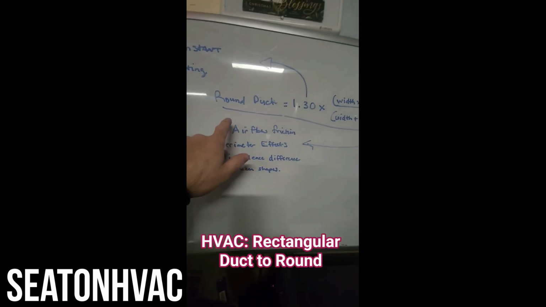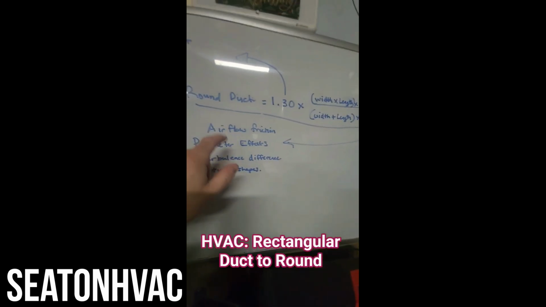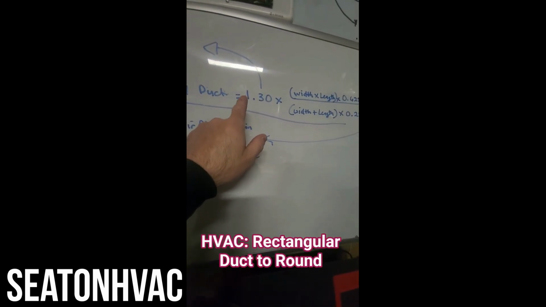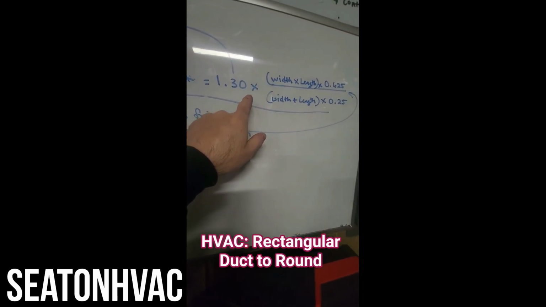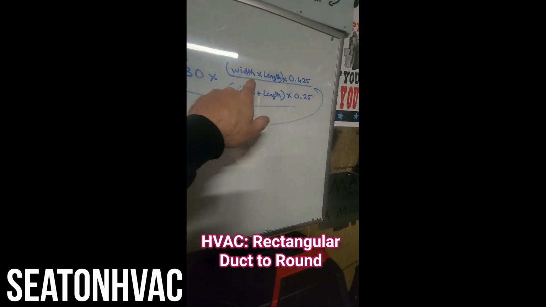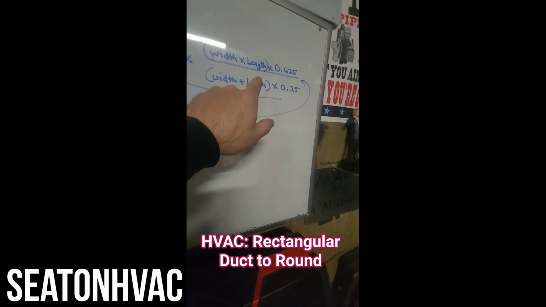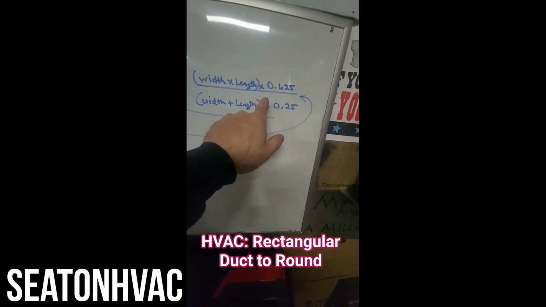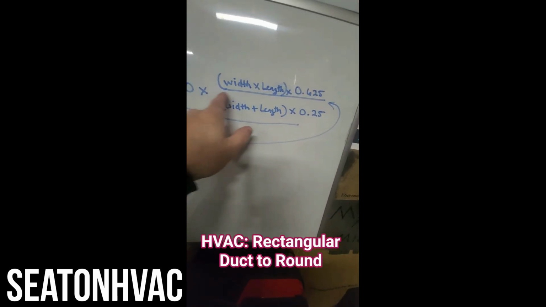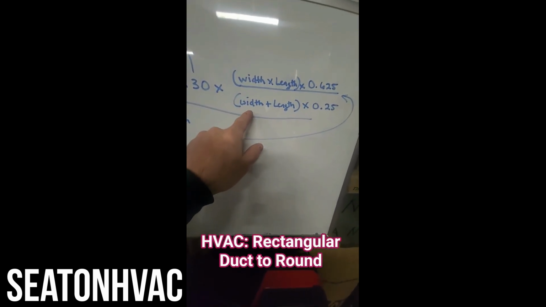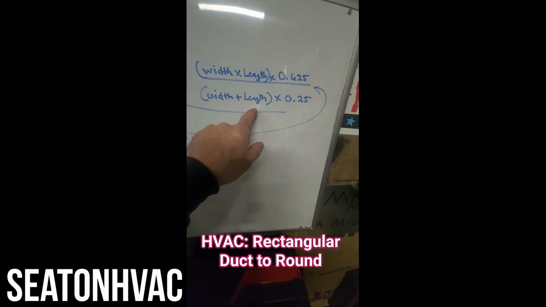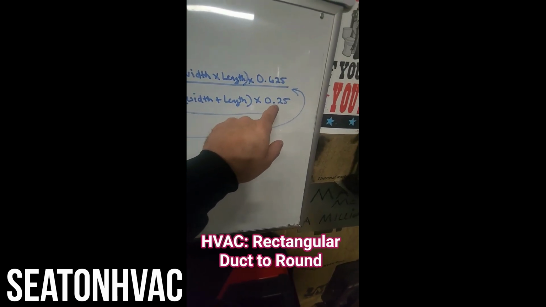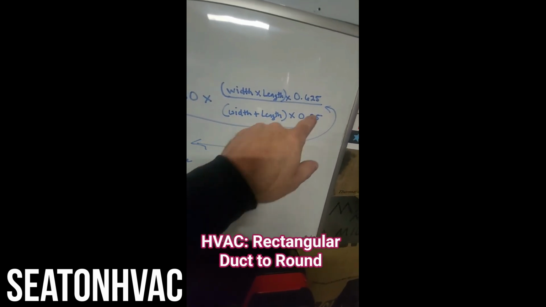So, converting rectangular duct to round duct. We want round duct to equal 1.30 times the width of your rectangular duct times the length of your rectangular duct times 0.625, divided by the width of your rectangular duct plus the length of your rectangular duct times 0.25. Now, what are these numbers?